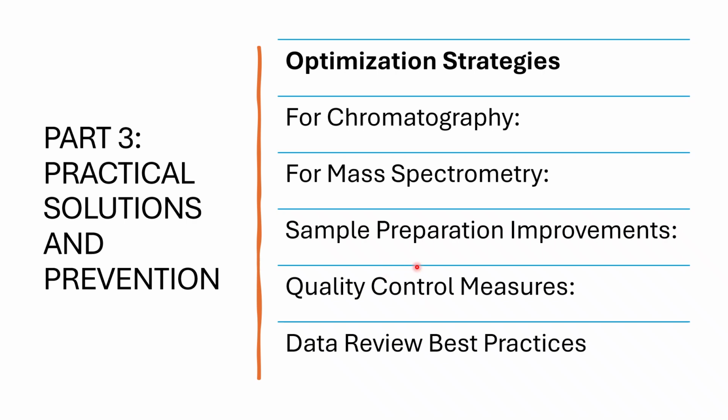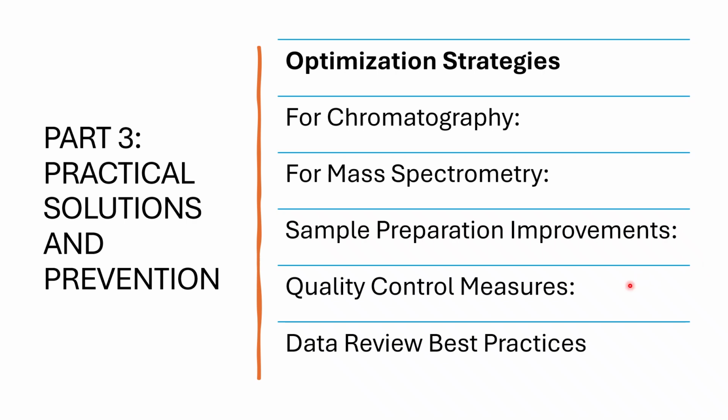Third is sample preparation improvement. Implement more selective extraction procedures like solid phase extraction with appropriate sorbent chemistry. Use cleanup steps such as dispersive SPE to remove problematic matrix components. Consider immunoaffinity purification for highly specific isolation. Dilute samples strategically. Sometimes simple dilution reduces matrix effects significantly.